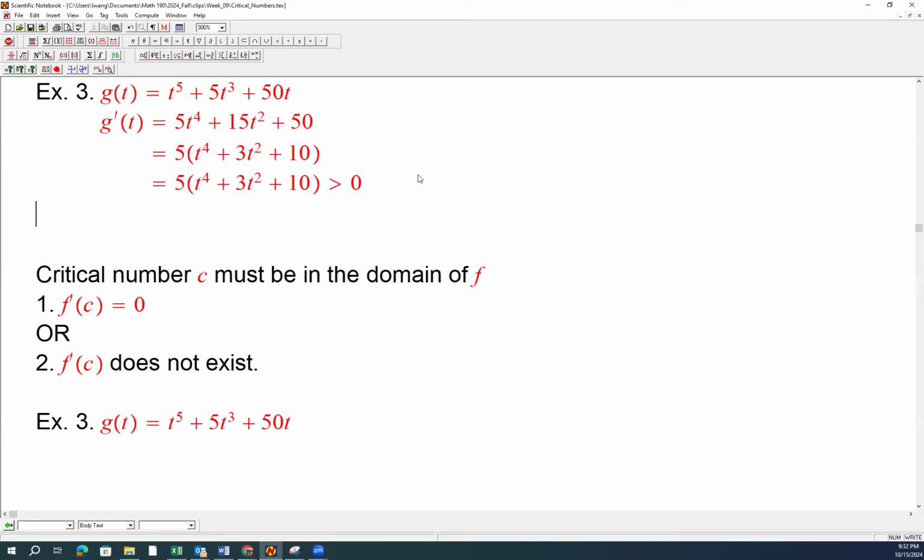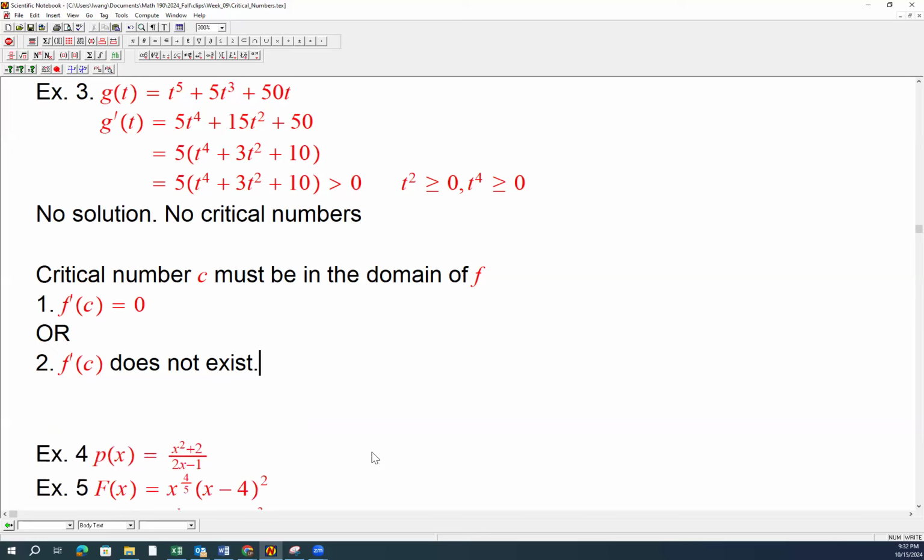Okay, so I'm going to put the reasons here. If you set g of t equals 0, there's no solution. And that means there's no critical numbers for this function. If we have no critical numbers, then we can be certain there's no max nor min. No max, no min.